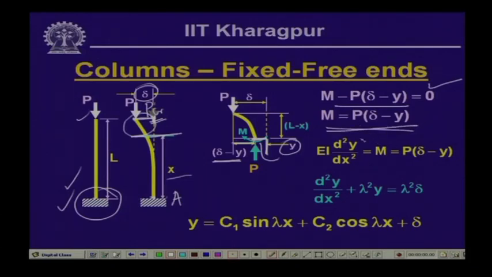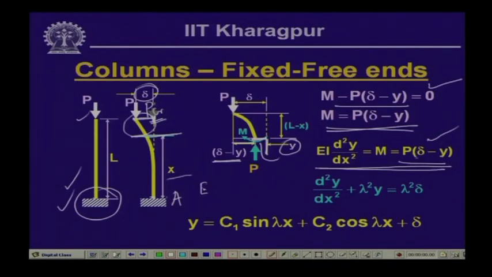Now, if we substitute the value of the moment in the differential equation for the elastic curve, E I d2y dx2 equals P times delta minus y, this will give us d2y dx2 plus P y equals P delta.